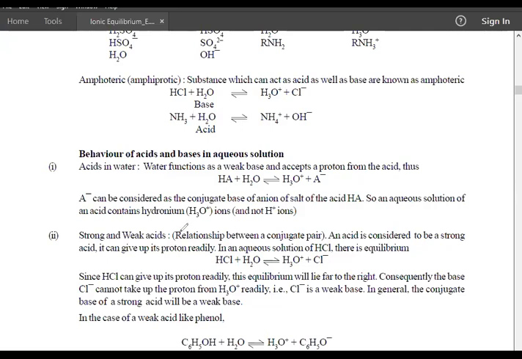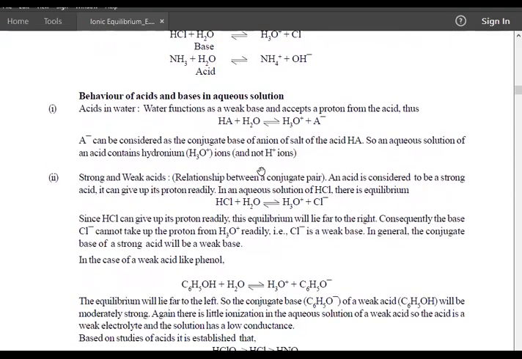Okay, very good, everyone. So now we can just go through the concepts here.